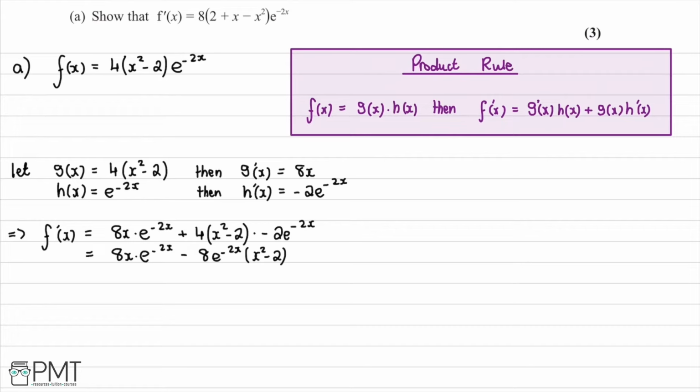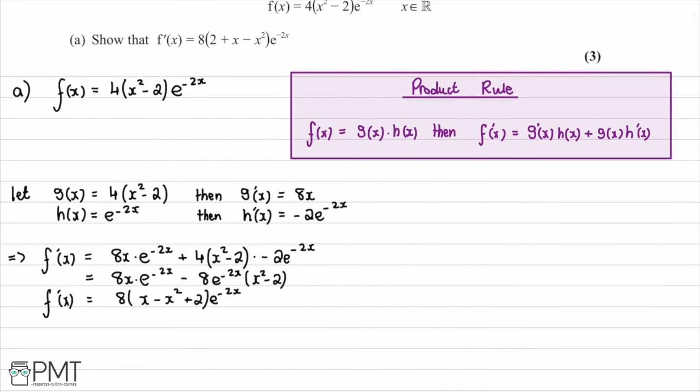So what we can now do is take out a common factor of 8, and a common factor of e to the power of negative 2x. So therefore, this is still f dash of x, and we take out our common factor of 8, and then to get to this first term, you multiply it by x. Then for the second term, you multiply by negative x squared, and then positive 2, and then we have our other common factor here, which is e to the power of negative 2x.